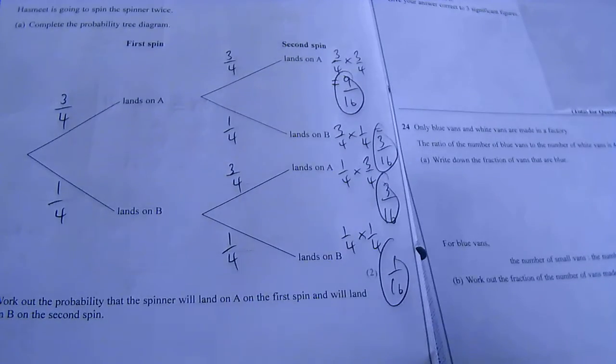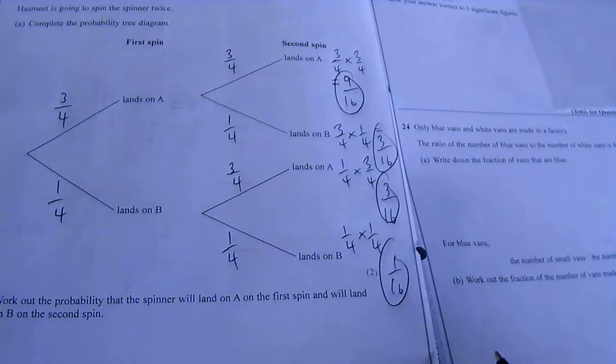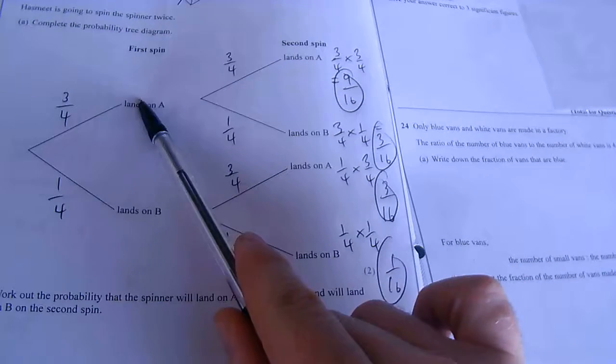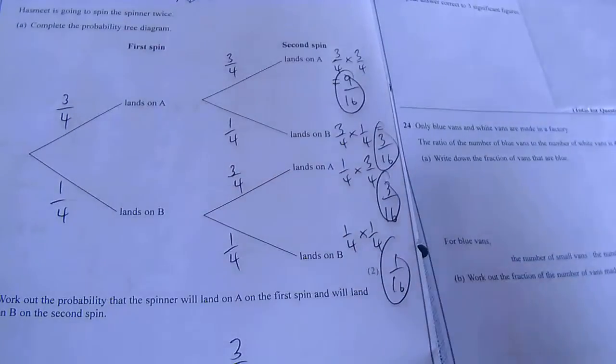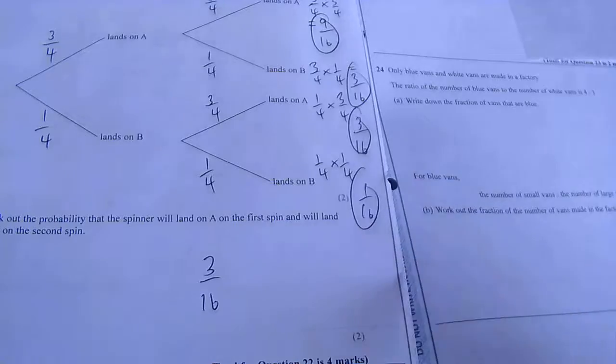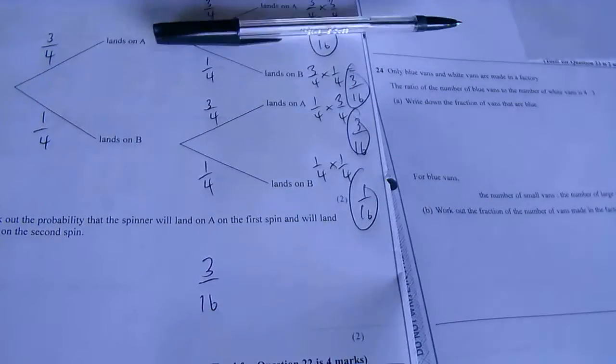Work out the probability that the spinner will land on an A on the first spin and land on a B on the second spin. A on the first spin, B on the second spin is 3 out of 16. And I've already done the hard work to do that. Okay, I'm going to stop it there, get some food, and do this when I get back.